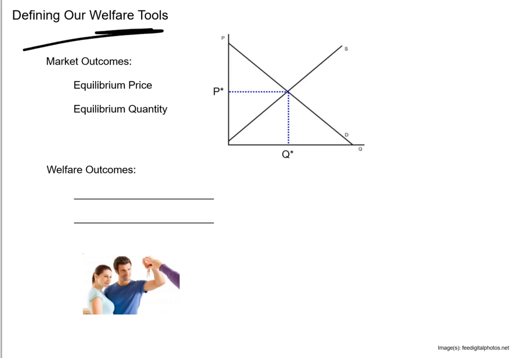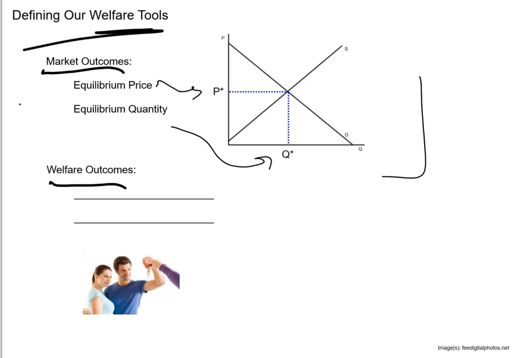The way that we do that is with these things that we call welfare tools. So I want to, moving forward, differentiate between market outcomes and welfare outcomes, right? On the right here, I've got a graph of supply and demand and P star and Q star, and you already remember equilibrium price and equilibrium quantity. Recall, for a consumer, equilibrium price is the price that consumers pay when they buy a product. Equilibrium price from a seller's perspective represents the price they receive for selling their product.